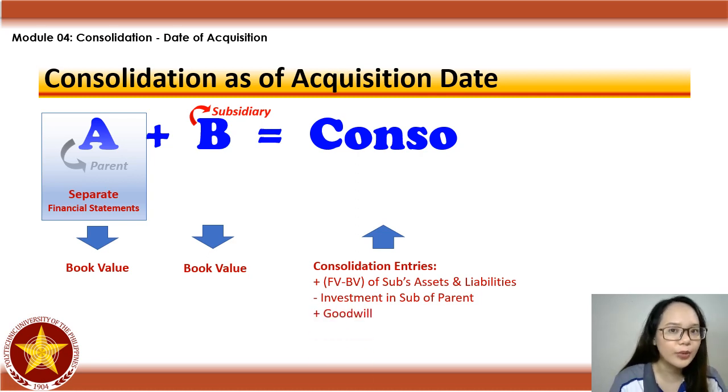Ilagay mo yung goodwill sa conso. Again, yung investment in subsidiary, lumalabas lang siya sa parent. Yung goodwill sa NCI naman, lumalabas lang siya sa conso. Okay, so isang clue na yan eh.